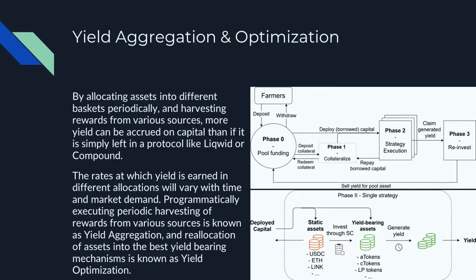Assets are going to be used to go earn yield. That yield can be collected and used to go and earn more yield, and that's the idea of yield aggregation. In the context of optimization, we're actually looking to be moving assets dynamically from one place to another.